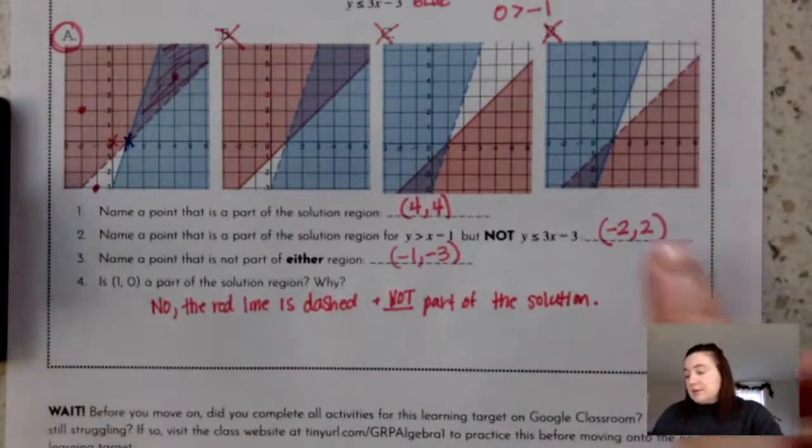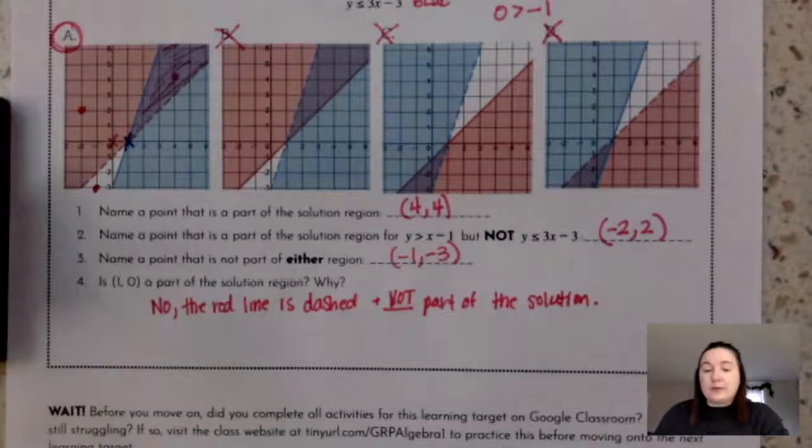So you need to be able to identify the graph correctly and then pick out points in the solution for the 3.0 level.